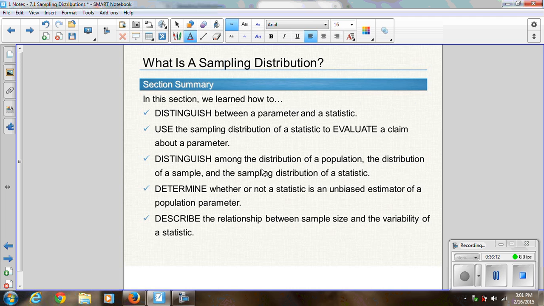We also need to be able to distinguish between the distribution of the population, which could be skewed or symmetric, doesn't really matter, the distribution of the sample, which is just going to be whatever values you actually see in your sample, and then the sampling distribution of the statistic, which generally, if you have a large sample, should always be bell-shaped and symmetric. We also need to determine whether or not a statistic is an unbiased estimator of the population parameter, and we have to be able to describe the relationship between the sample size and the variability of the statistic. And we'll get into all of that detail as we start looking at sample means and sample proportions.